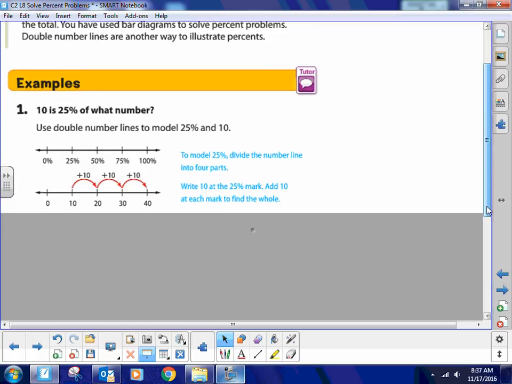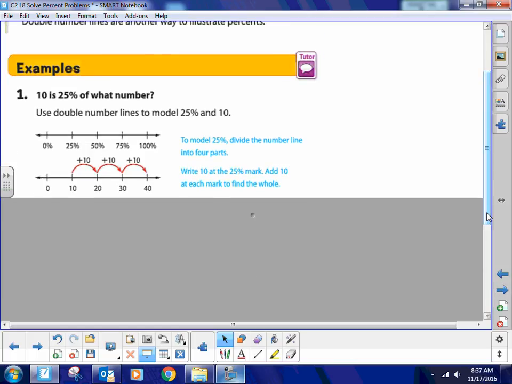Now again, I don't really know if I like this or not. What they've done is they've drawn out: 10 is 25% of what number? They have this double line, and they've got 100% written here, and these 10s written out, and then they break up the number line into 4 parts, into fourths, showing every 25%.